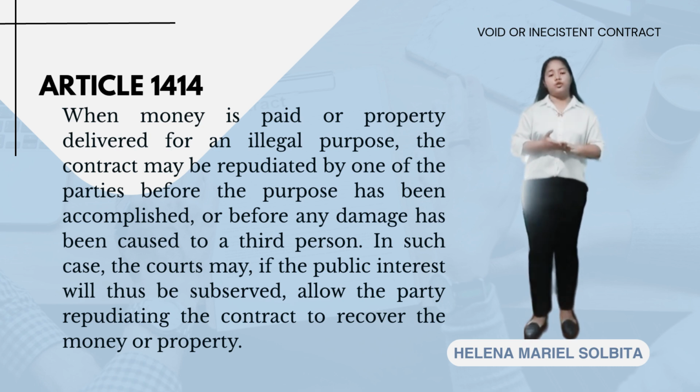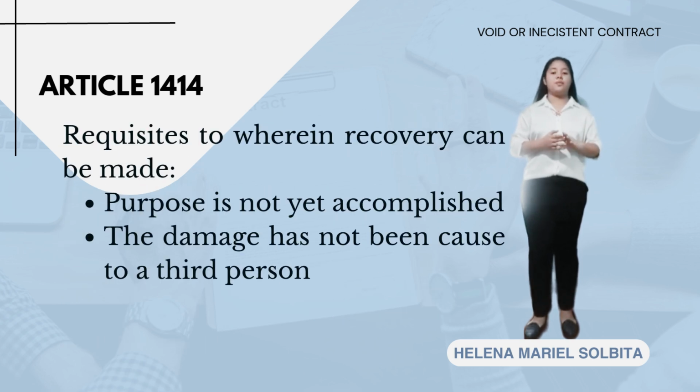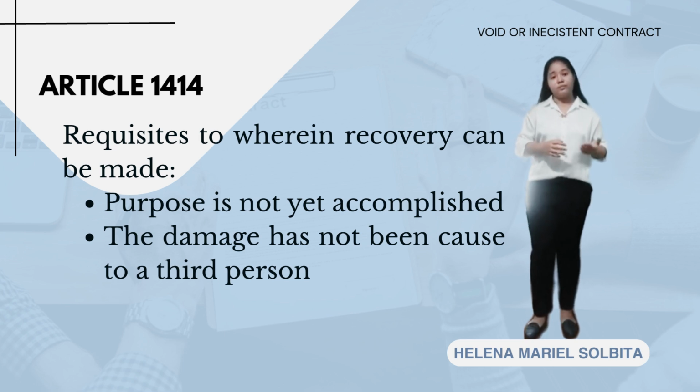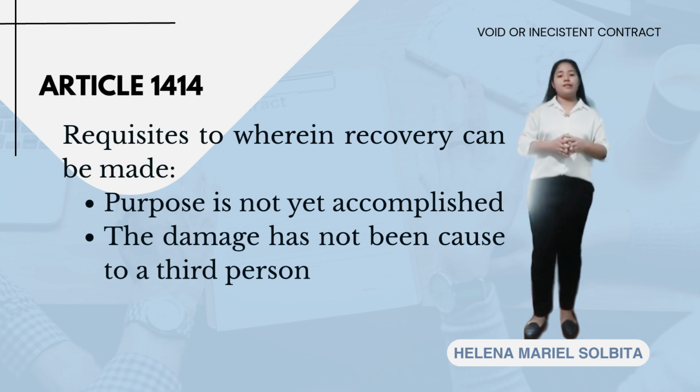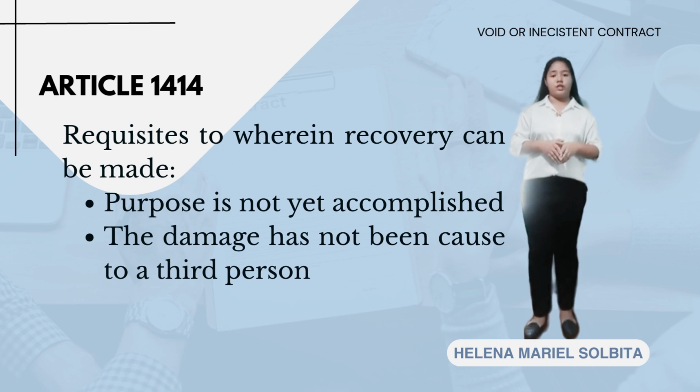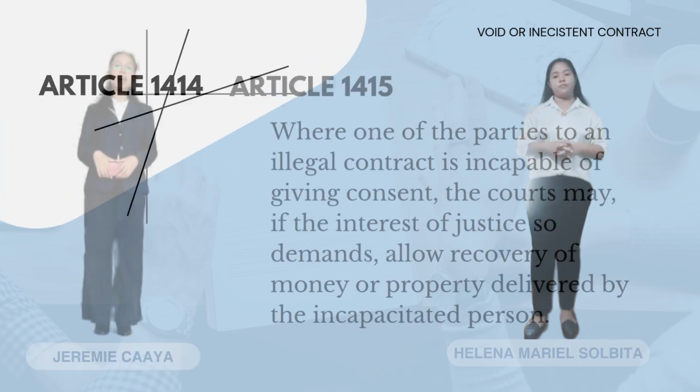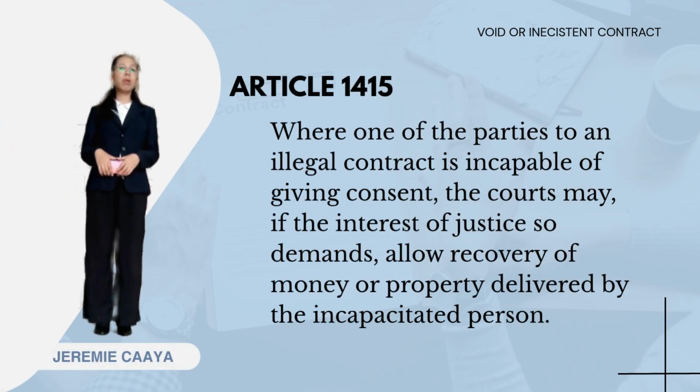There is an exception to the rule of pari delicto, wherein we all know that there should not be a recovery. But under this article, it provides a case wherein recovery can be made by the parties even though they are in pari delicto. However, there are requisites to recover. First, the purpose has not yet been accomplished, and second, the damage has not been caused to a third person, meaning no one is yet harmed. Now let's discuss Article 1415, where one of the parties to an illegal contract is incapable of giving consent.